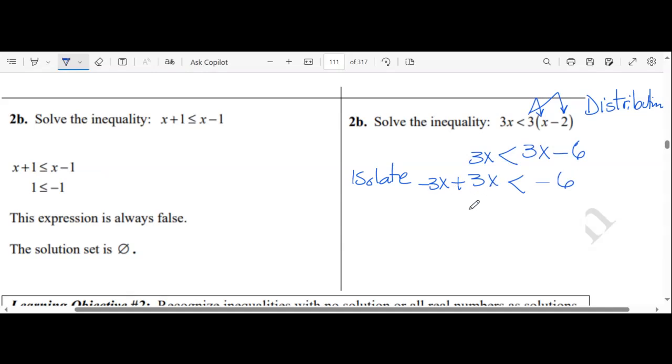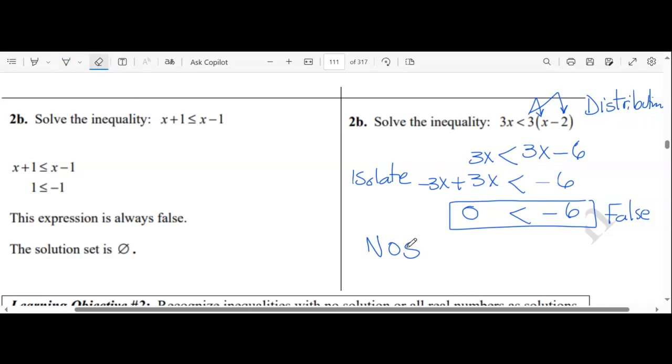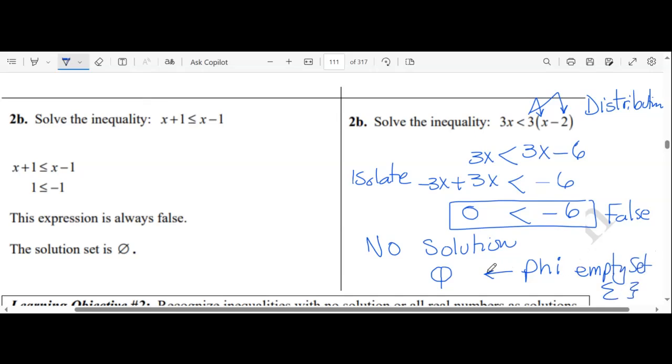What do you get here? 0, right? Is this true or false? False. If it's false, that means you have a solution or there is no solution? No solution. In mathematical symbol, what do you use? It's called what? Phi, which means empty set. Like this. Empty set. Okay? Is this clear?